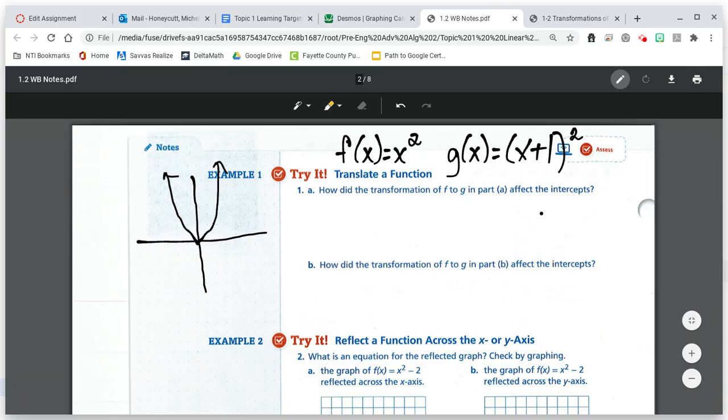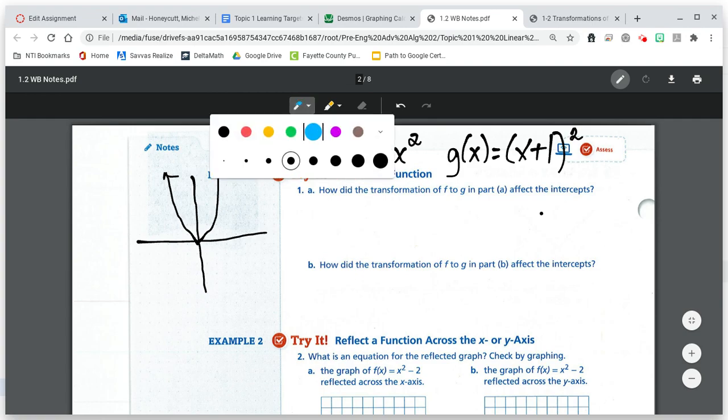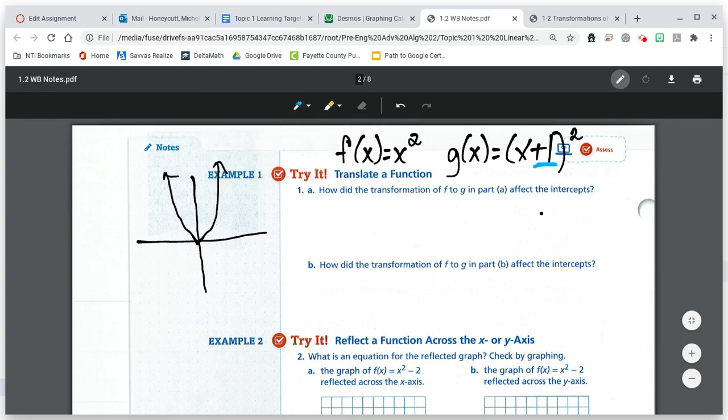g of x is (x plus 1) squared. So we have added a number inside of a grouping symbol. So when you add a number inside of a grouping symbol, that's going to be a shift to the left 1 unit. So that means this vertex that was right here is now at negative 1. So everything got shifted. Oops, I just moved that to the right. I need to move it to the left, not the right. To the left 1, negative 1. Okay, and I will label the second graph g of x.